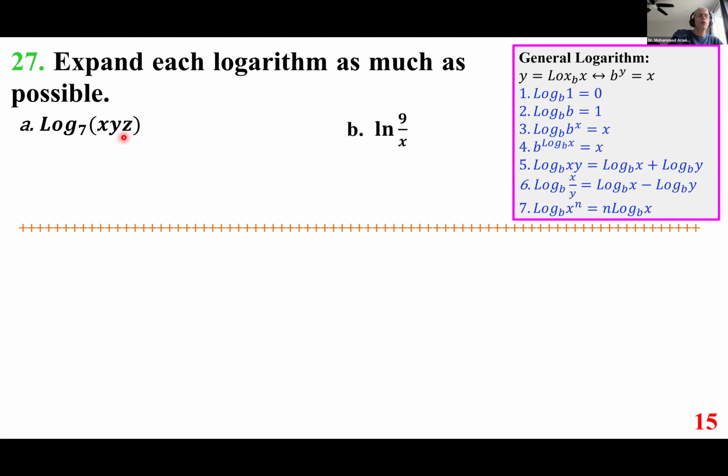Log base 7 of x, y, z, we use the product rule. We use number 5, which means log of x plus log of y plus log of z, and all of them take the same base 7. There's really not much to it.